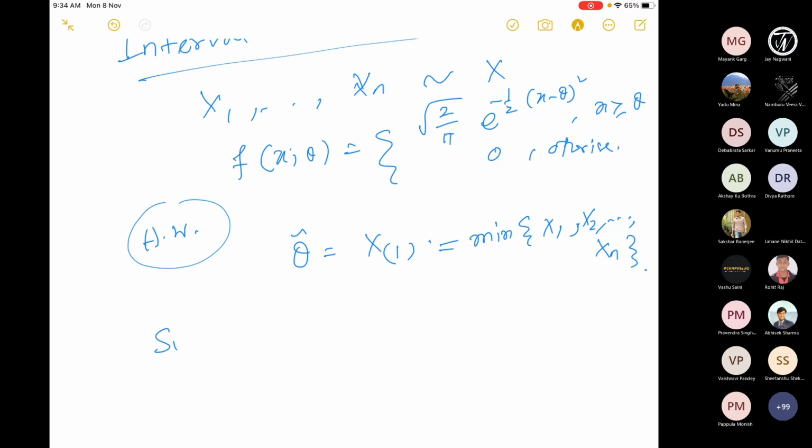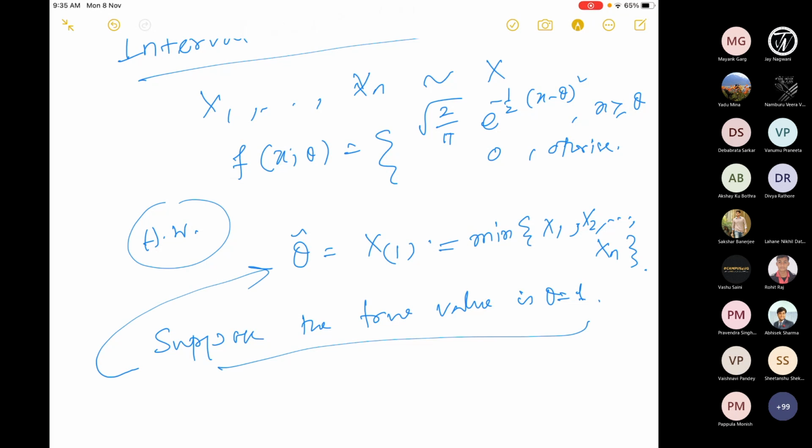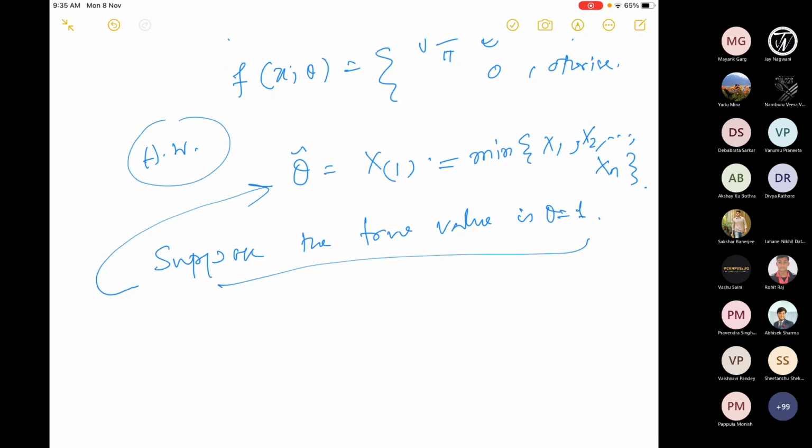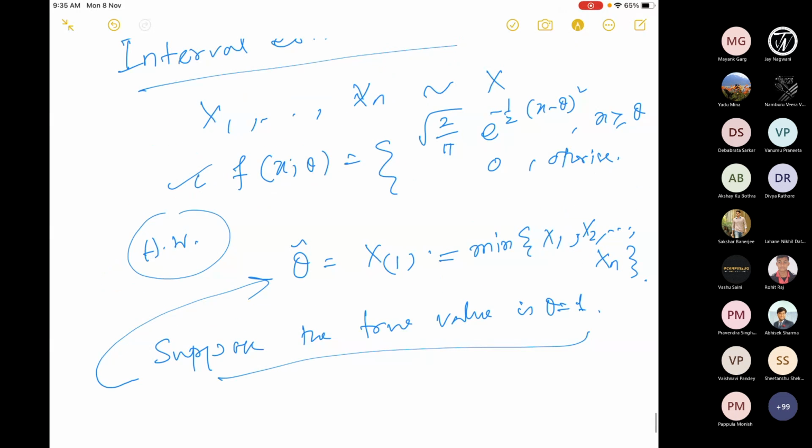Now, suppose the true value, which I don't know, is theta equal to 1. Why am I taking this example? I could have taken a normal distribution, and this is kind of normal, but only the scaling is different. I'm taking this for easy calculation, nothing else. You can try with any kind of PDF and check it out. So suppose my true value is theta equal to 1, then this is a PDF.